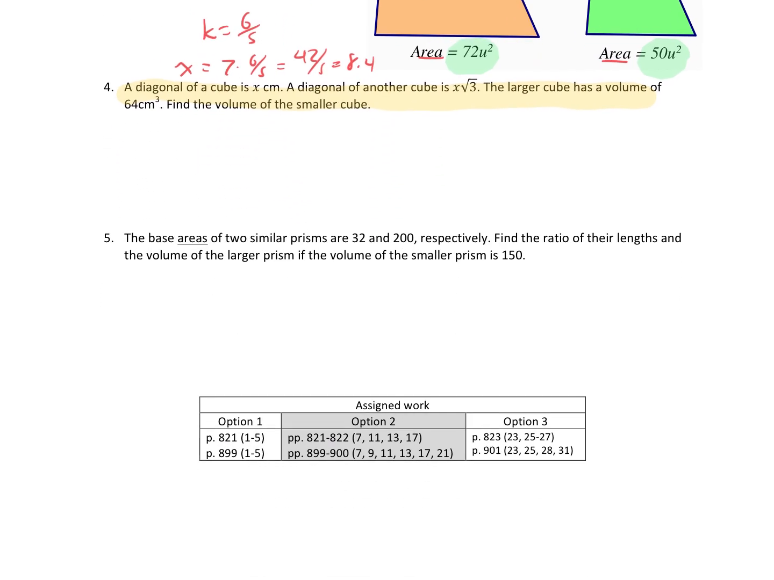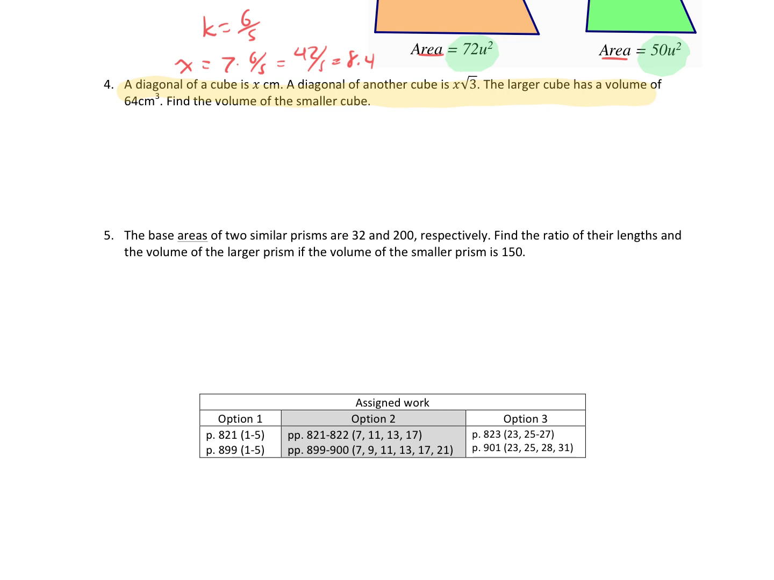The base areas of two similar prisms are that and that. Find the ratio of their lengths and the volume of the larger prism if the volume of the smaller prism is 150. You know what? After this is over, I'm going to show you cube rooting on your calculator. Okay, so I'll do this one. Two similar prisms.